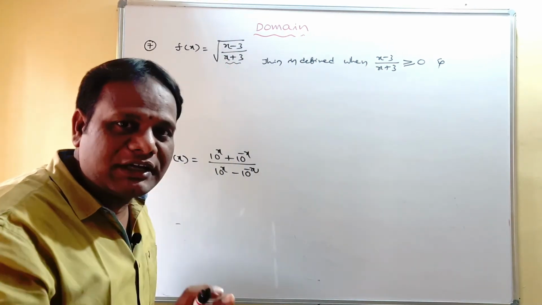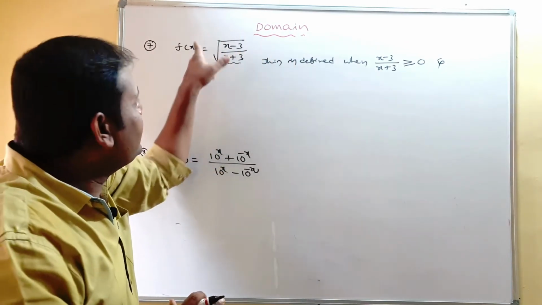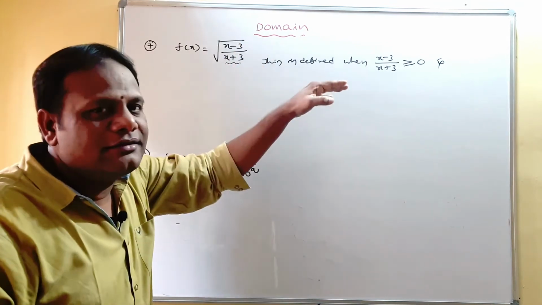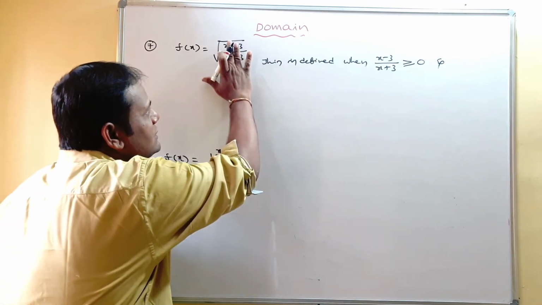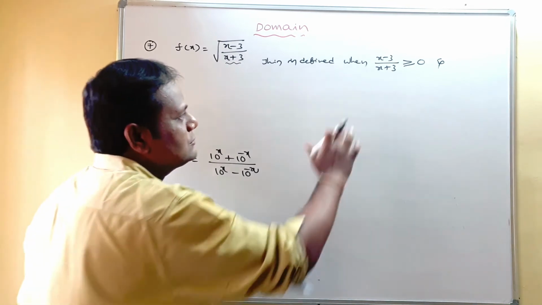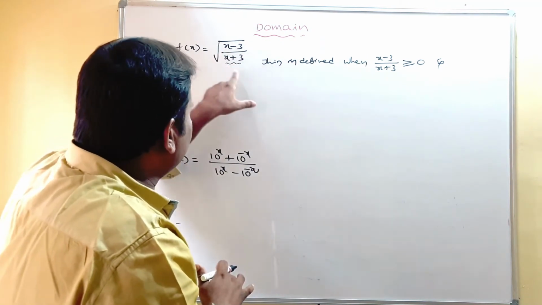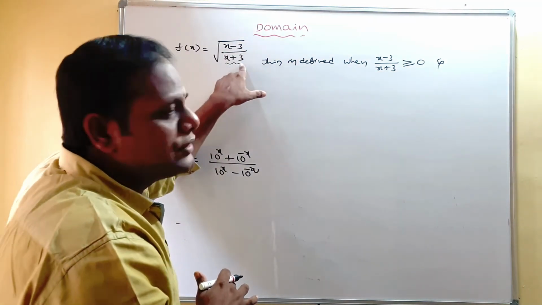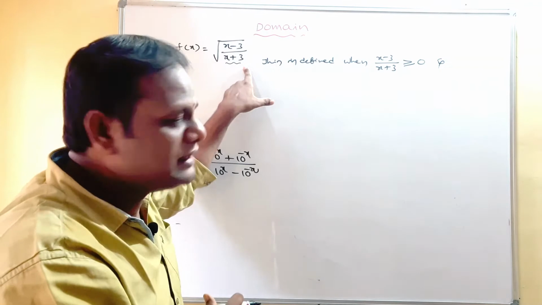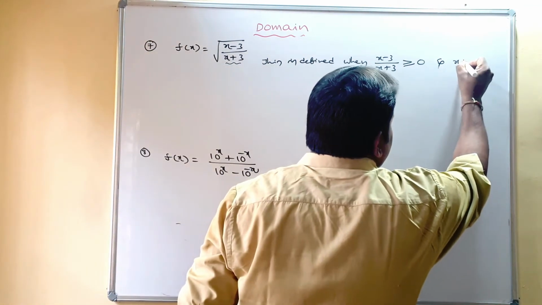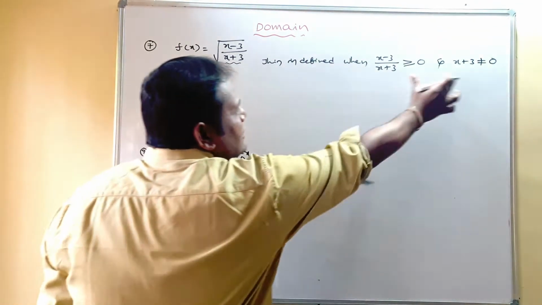So if x plus 3 is 0, is this function defined? No. Try to understand. Here we have a square root function and a rational function. When a square root function is defined, the value in the square root must be greater than or equal to 0. And a rational function is not defined when the denominator is 0. So when it is defined, the denominator is not equal to 0, so x plus 3 must not be equal to 0. Is it clear?